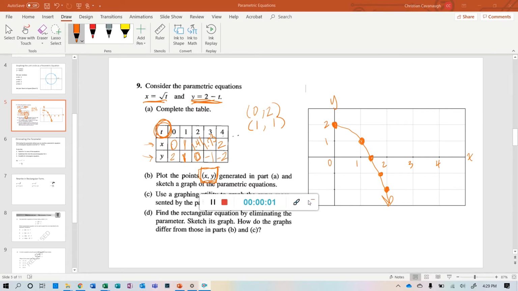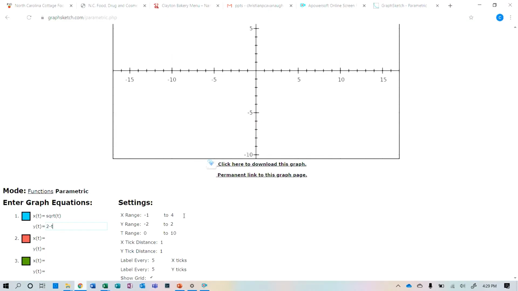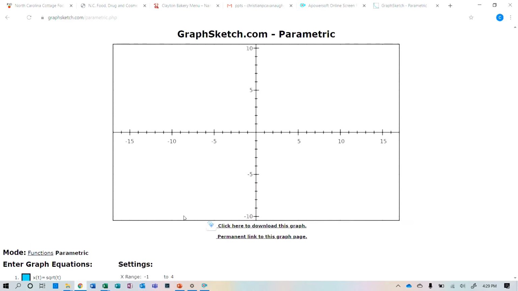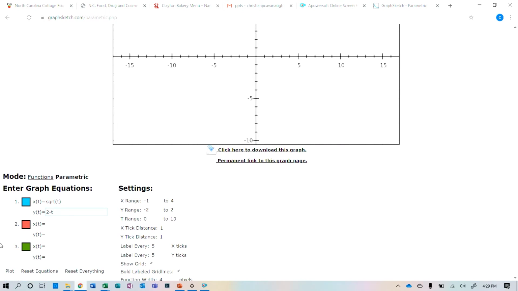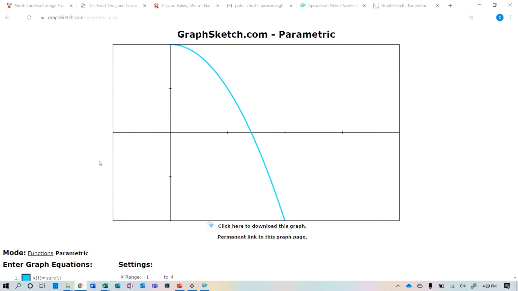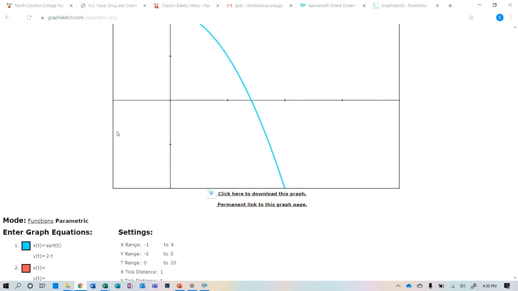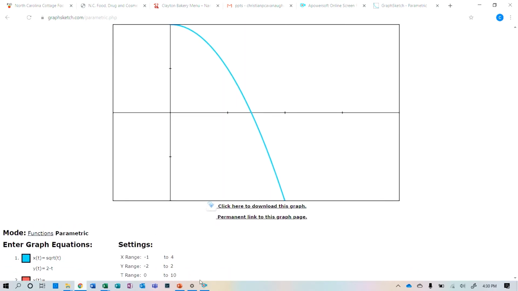The next thing that it wants us to do is to use a graphing utility, which would normally be your calculator, to graph the curve represented by these parametric equations. But since we don't have your calculators, I went ahead and came over here to graphsketch.com. And I already entered the equations over here for x and y for us. I also changed my x range and my y range to match more of what we have already. And I'm going to hit plot. And it gives us essentially the same graph that we got. So that is what you would want it to look like.